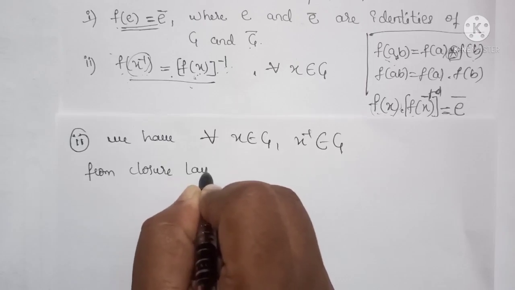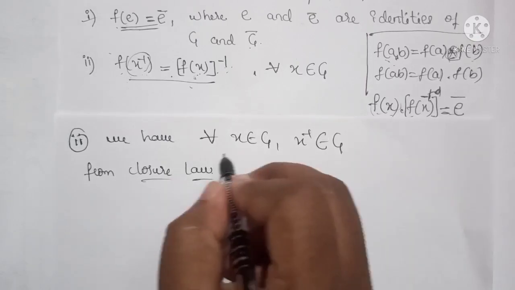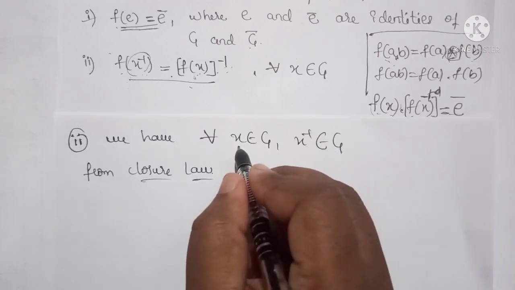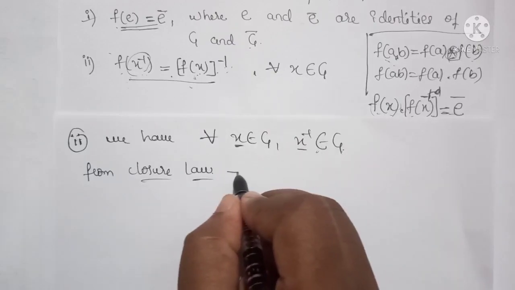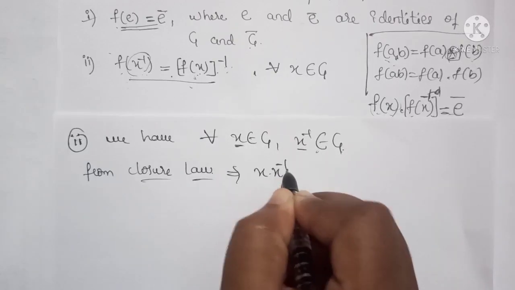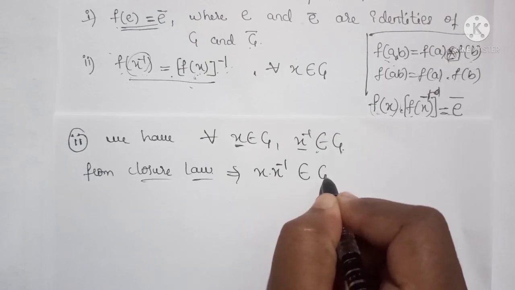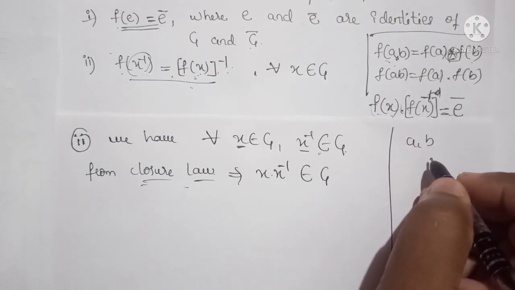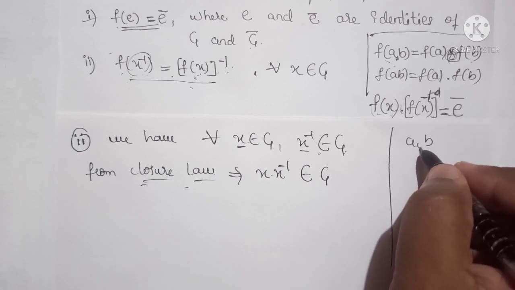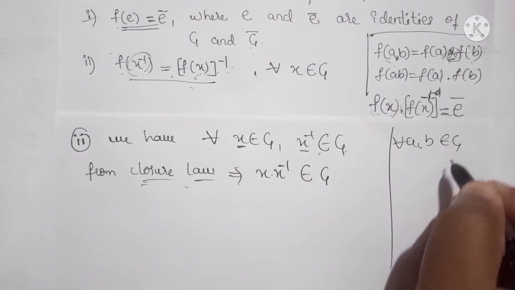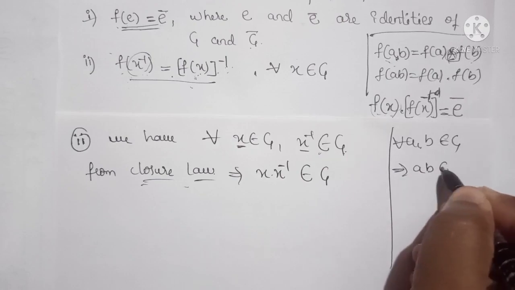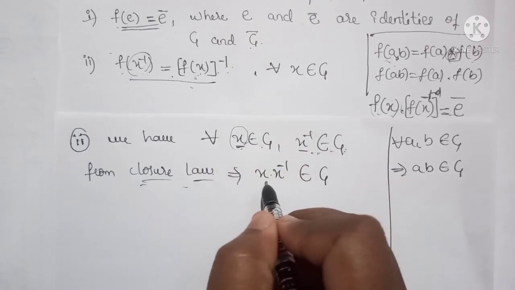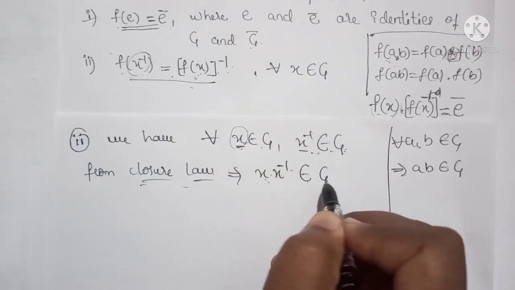What does the closure law state? Closure law states that for a, b belongs to G, ab also belongs to G. Therefore here x and x inverse belong to G. We can write it as x dot x inverse also belongs to G. This is by the closure property. So the first property of the group: for all a, b belongs to G, we have ab belongs to G. So from that, here we have x belongs to G and x inverse also belongs to G.